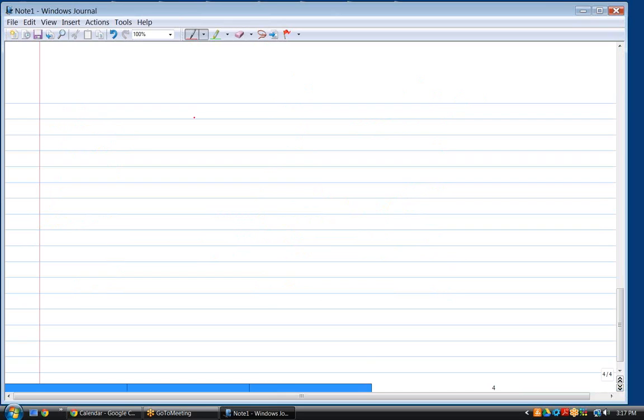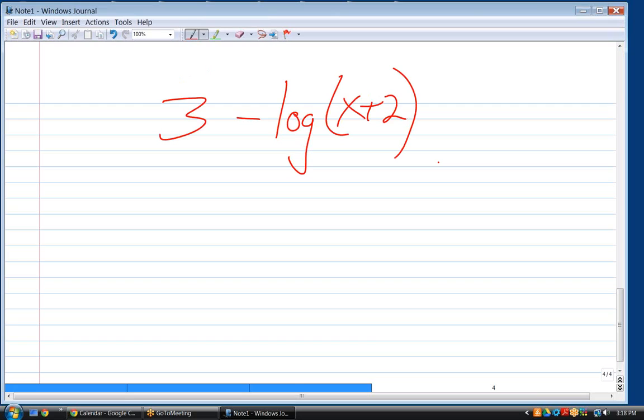This one says solve, and it's 3 minus log of x plus 2 equals 5. Okay. What do I need to do here? Well, first thing I would do is subtract 3.